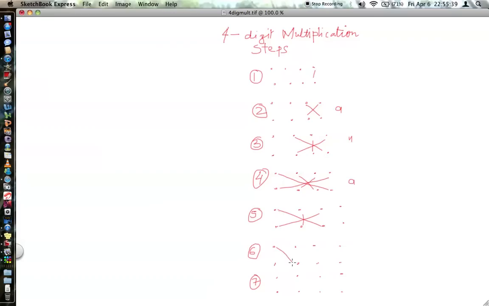Step 6 you multiply these two and add. Step 7 you multiply the first two digits. Okay, here suppose you need to add. So let's try it on an example. 1 2 3 1 multiplied by 2 0 1 3.